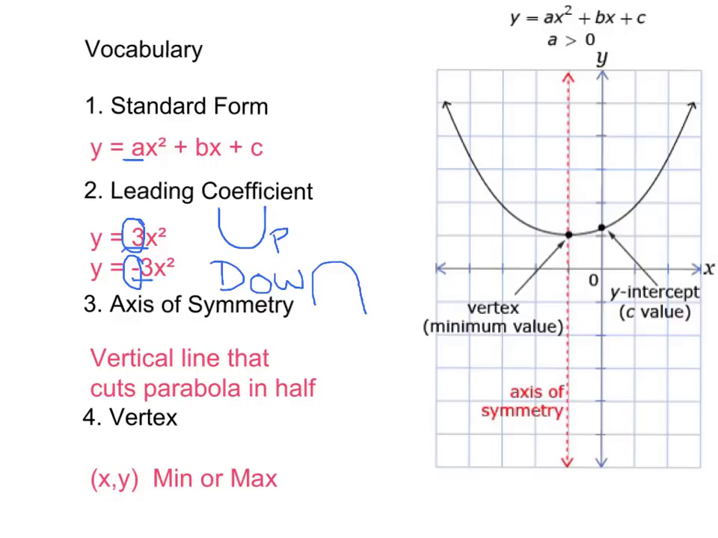Next, axis of symmetry is this vertical line that cuts your parabola in half. And then the vertex is that middle point. So we're always talking about a point, which means it has an x and a y value, a coordinate point. And then it will either be a minimum or a maximum. And in this case, since the parabola opens up, you have a minimum point. But if the parabola were to open down, you would have a maximum point.